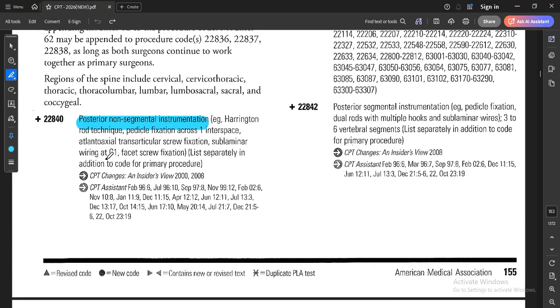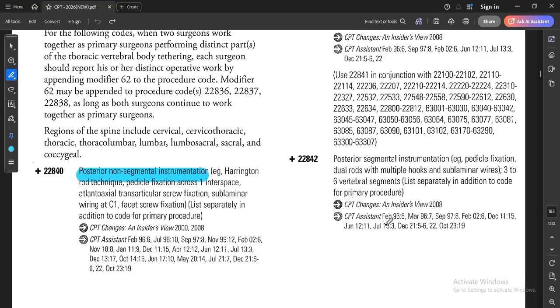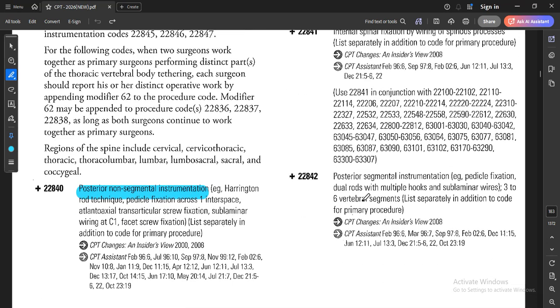If you see wiring at C1, that is cervical vertebra, you can use 22840, only for cervical vertebra. You can use 22842 for spine regions other than cervical, because the code description does not have any spine nomenclature, so we can use it for other spines.